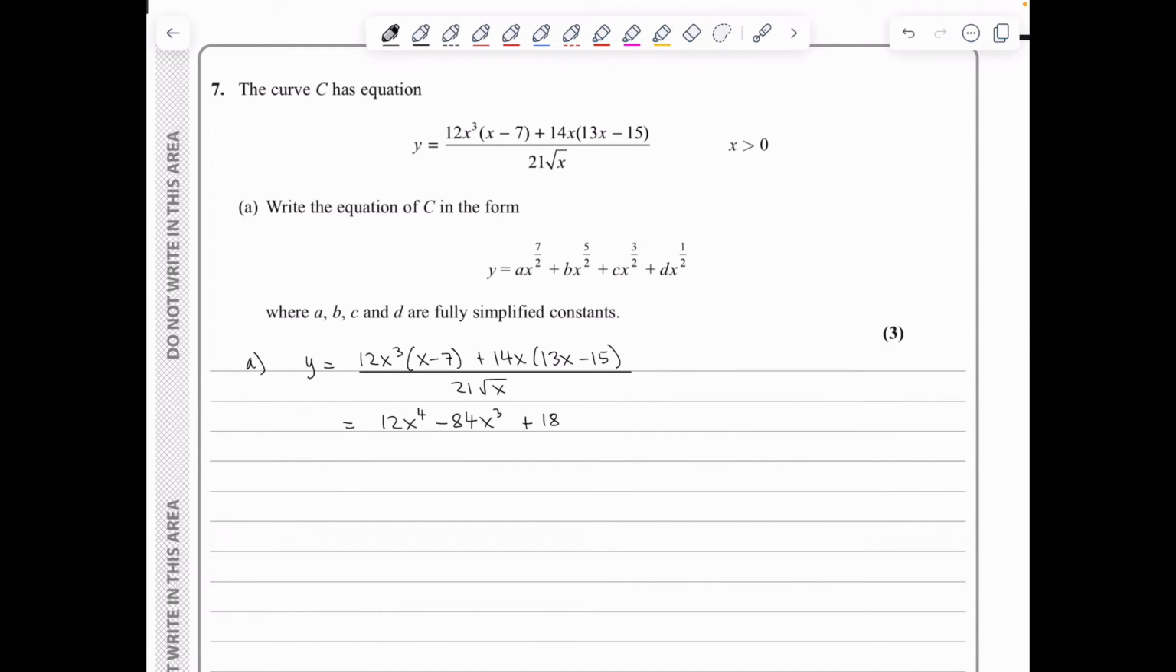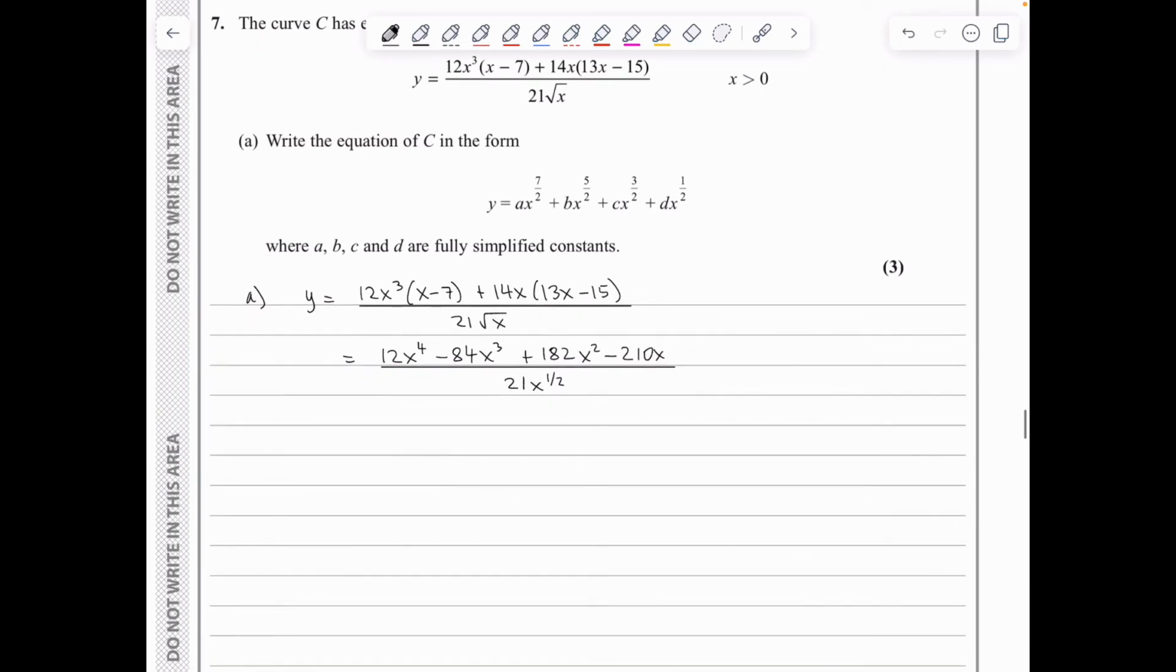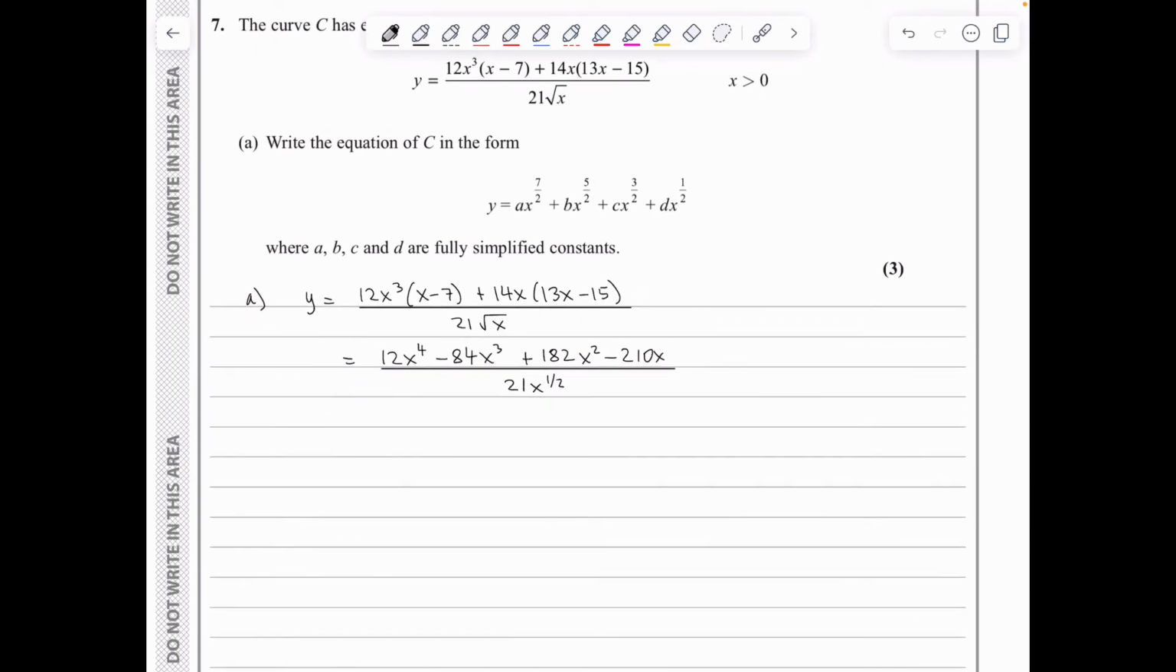plus 182x squared minus 210x over 21 root x, which I will write as 21x to the half. And I will now express this on a term by term basis. So that's going to be 12x to the power of 4 over 21x to the half minus 84x cubed over 21x to the half plus 182x squared over 21x to the half minus 210x over 21x to the half, and I'm looking for simplifications.